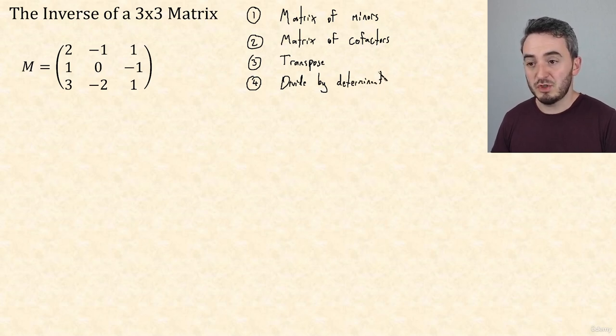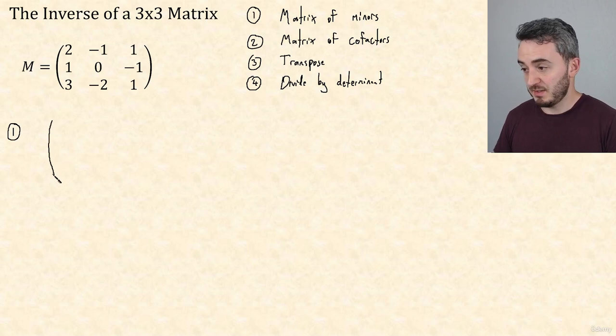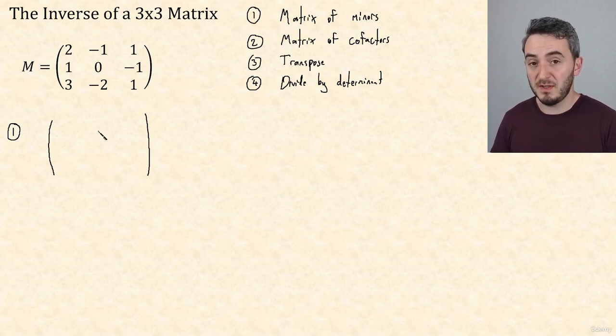Okay, now the majority of the work happens in step 1. So here is how we find the matrix of minors. What we need to do is create a new matrix, and our new matrix is another 3 by 3 matrix, and each of the 9 cells in our 3 by 3 matrix is the determinant of the sub-matrix from that point. Here's what I mean. It's quite similar to finding the determinant of a 3 by 3.